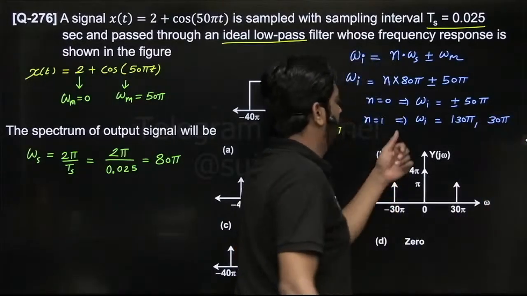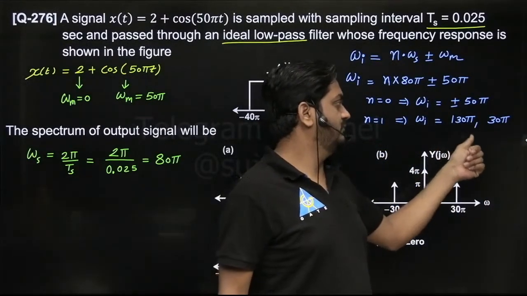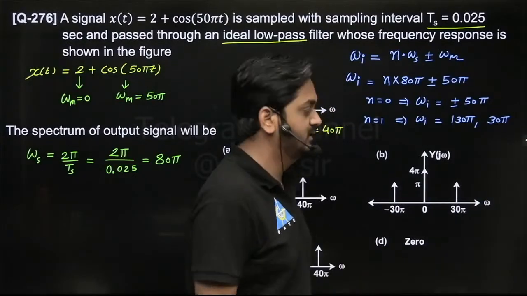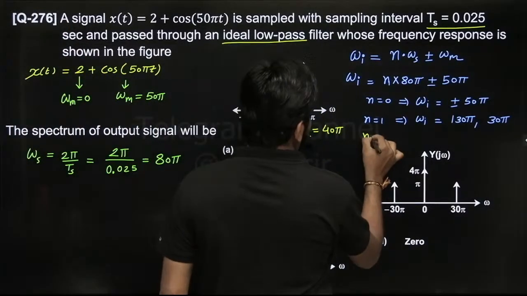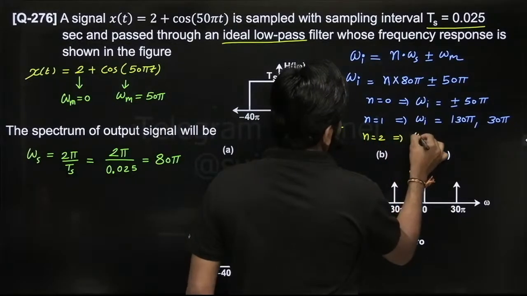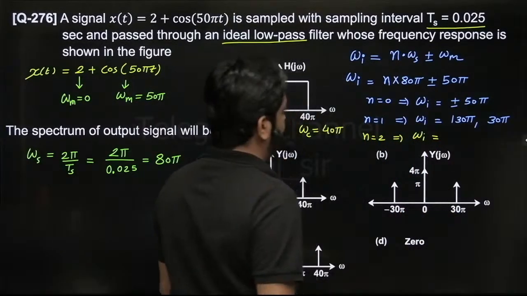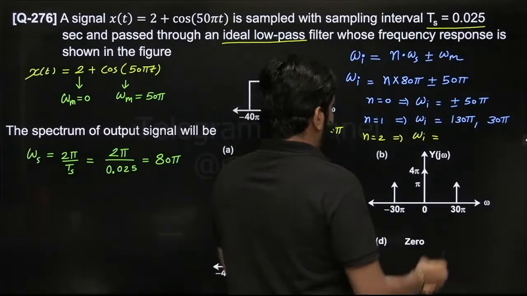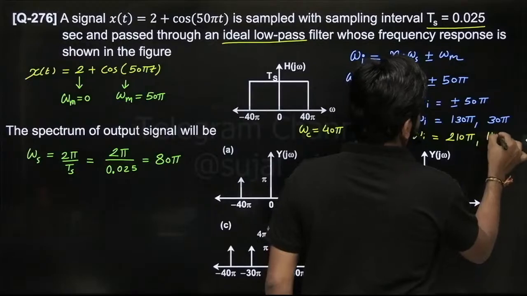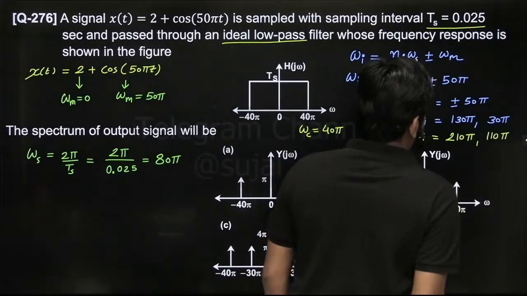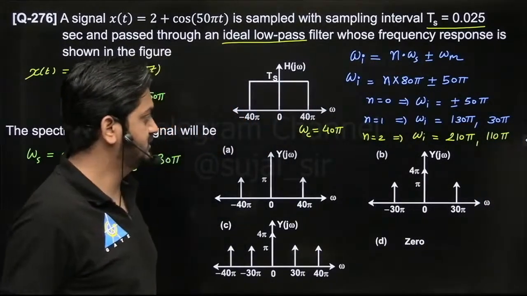And if you put n equal to minus 1, then minus 135 pi, minus 30 pi, and so on. You can put n equal to 2 also. So here you just have to add 80 pi, so it will be 210 pi, and here 110 pi. These are the different frequencies.